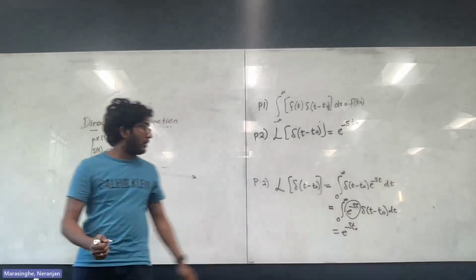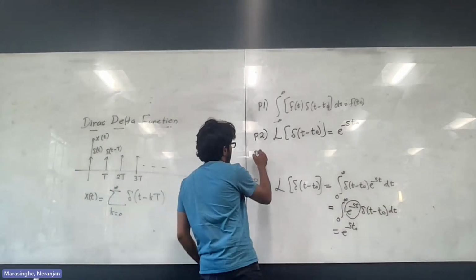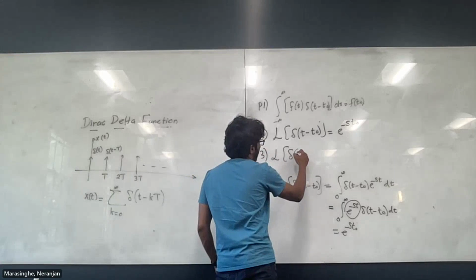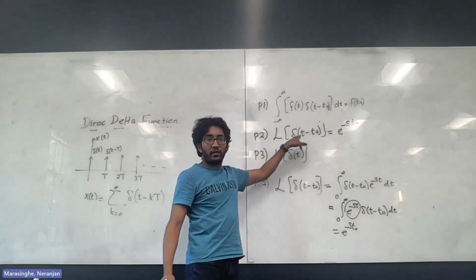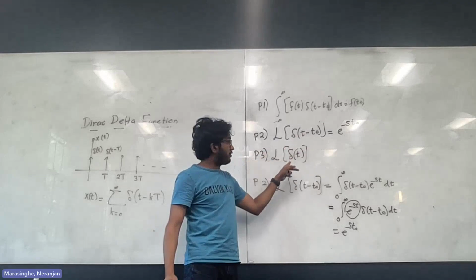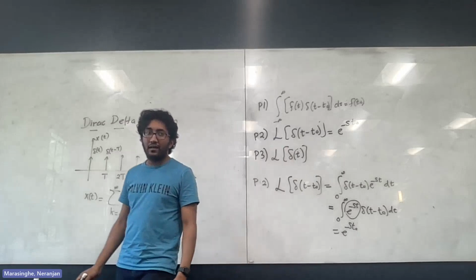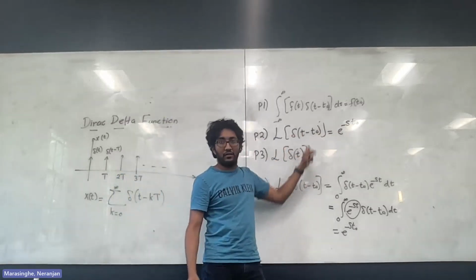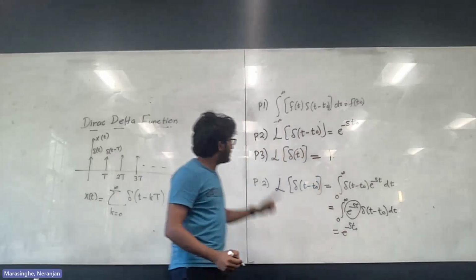So what can you say about the Laplace transform of delta t? How do you get delta t? If you plug in t naught equals 0, you get delta t. So what would be the Laplace transform of delta t? It's 1, because if you plug in t naught equals 0, you get delta t here. This is the third property.